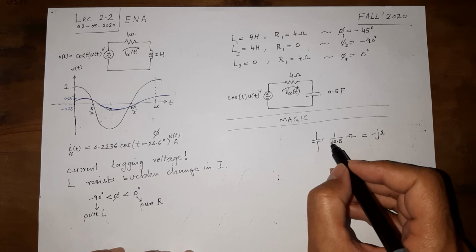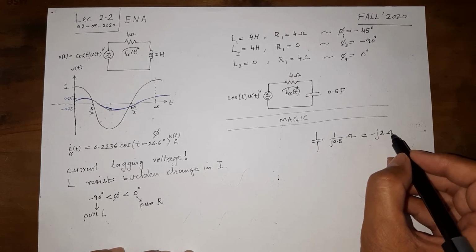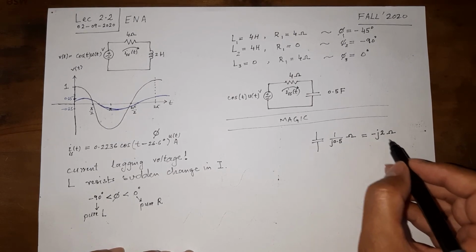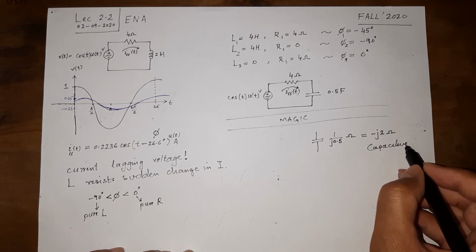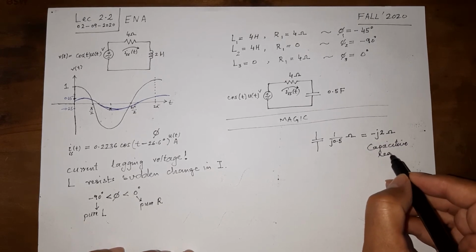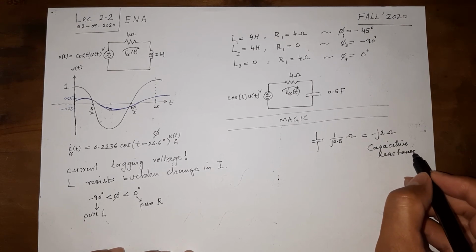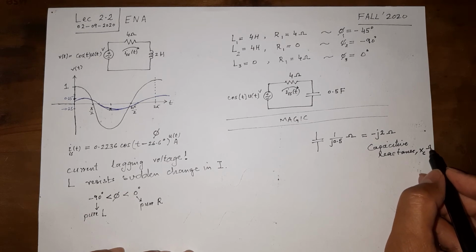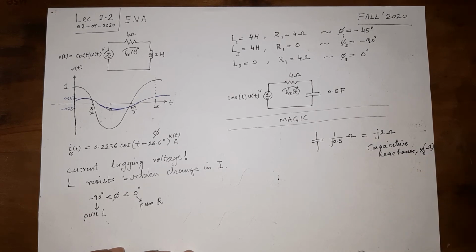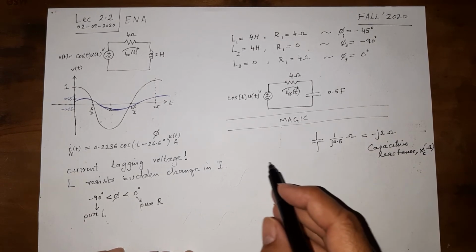So 1 over iota is minus iota. So a negative imaginary value is capacitive reactance, XC, and the units are ohms. The rest you can do for yourself.